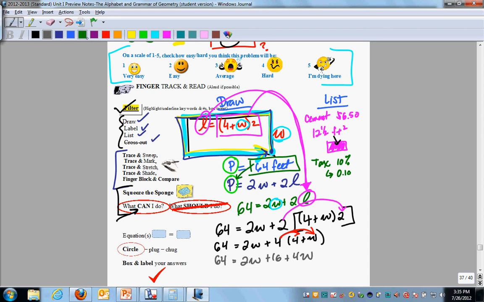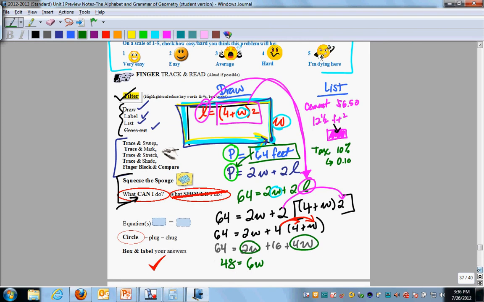Bring the 16 over to the other side, subtract it. We're going to end up with 48 equals, collect like terms. Notice when I collect like terms, you physically circle or underline the like terms. 6W, divide both sides by 6, and we get W equals 8. So W here equals 8. We put an 8 in here. 4 plus 8 is 12 times 2. That means our length is now 24.